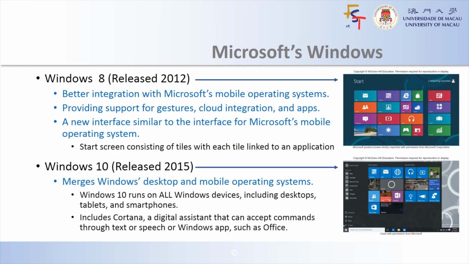Windows 10, released in 2015, merges Windows desktop and mobile operating systems. Windows 10 runs on all Windows devices, including desktops, tablets, and smartphones. You can see the image at the right side. Windows 10 includes Cortana, a digital assistant that can accept commands through text or speech, or Windows apps such as Office, and contains other innovations, including a new browser and improved gaming.